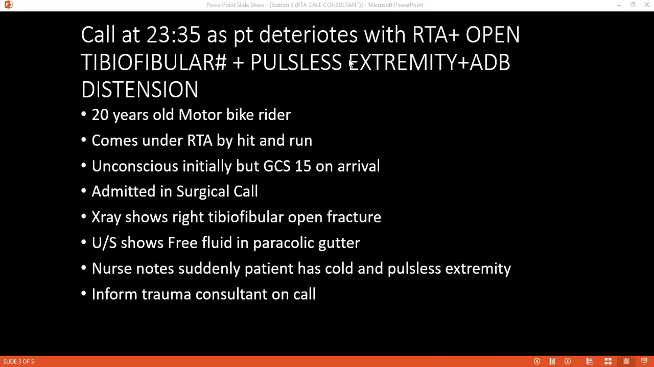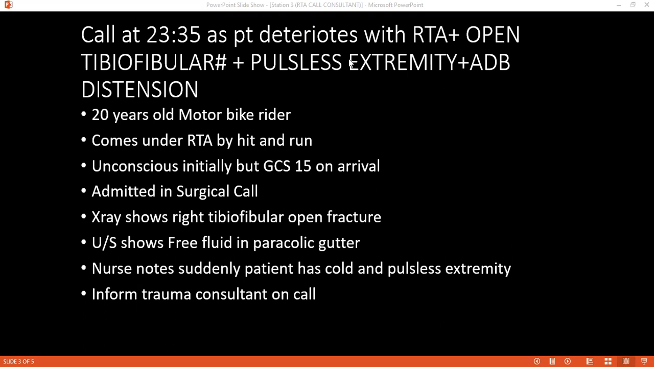Okay. First of all, I will manage using ATLS protocol using the ABCD approach. Then after that, I will reduce and immobilize the fractures, and also I will call the consultant and the vascular surgeon and the orthopedic surgeon. Then this patient has intra-abdominal collection, so I will ask for CT abdomen and pelvis, and also the patient needs a duplex scan, and also as the patient is unconscious right now, I will do a CT brain.